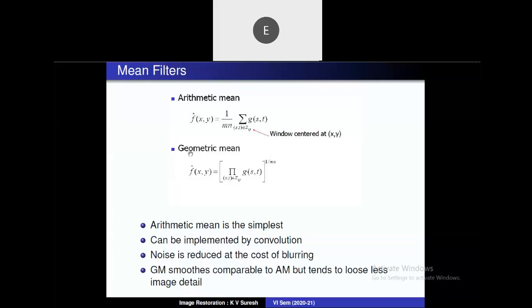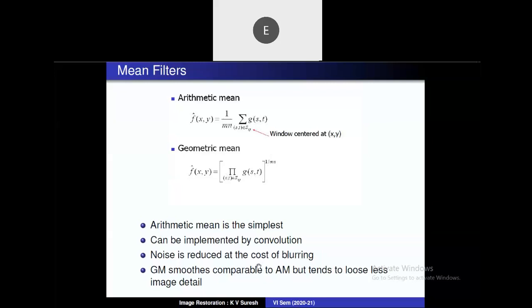There is another type of filter called the geometric mean filter. Carefully observe the difference here. F hat is the filtered image. Instead of summation here, there is a symbol here. This is the symbol for product, G of s comma t, and after finding the product, you are raising it to the power of 1 by mn.